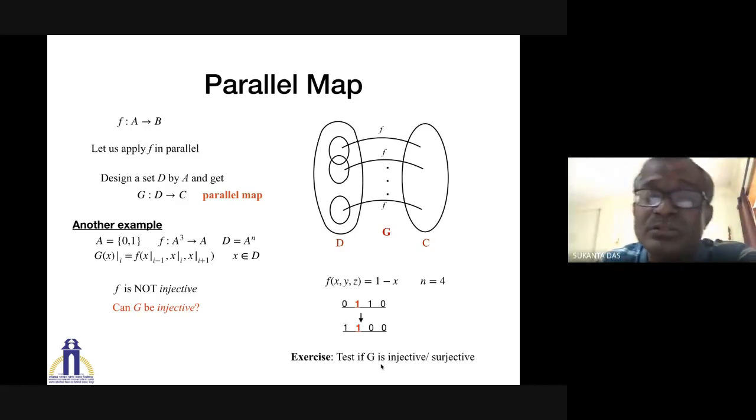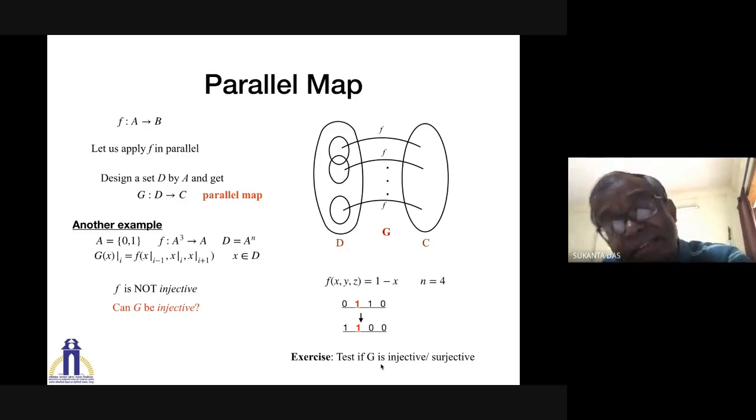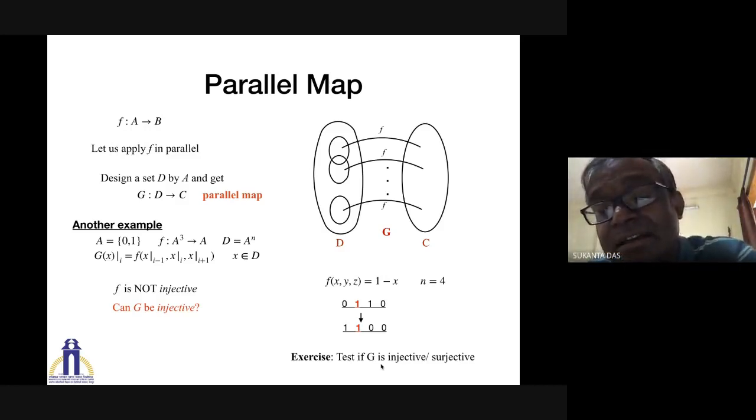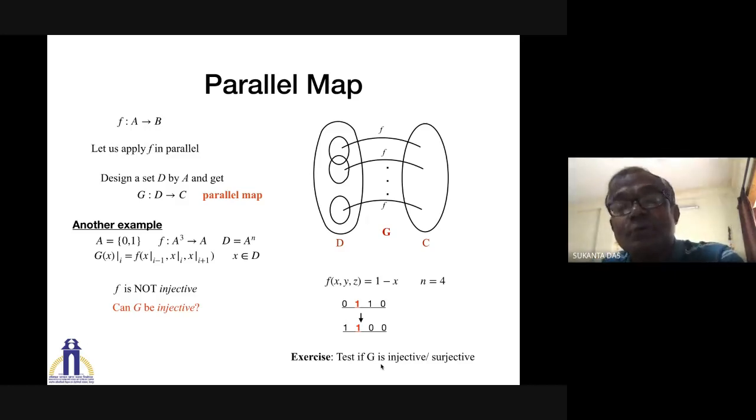So you test for each one: 0000, then 0001, 0010, etc. For each one, you find the next one, applying the logic I just described, and then you test. If it is injective, declare it is injective. If it is surjective, declare it is surjective. If both, declare it bijective. But you have to do it.